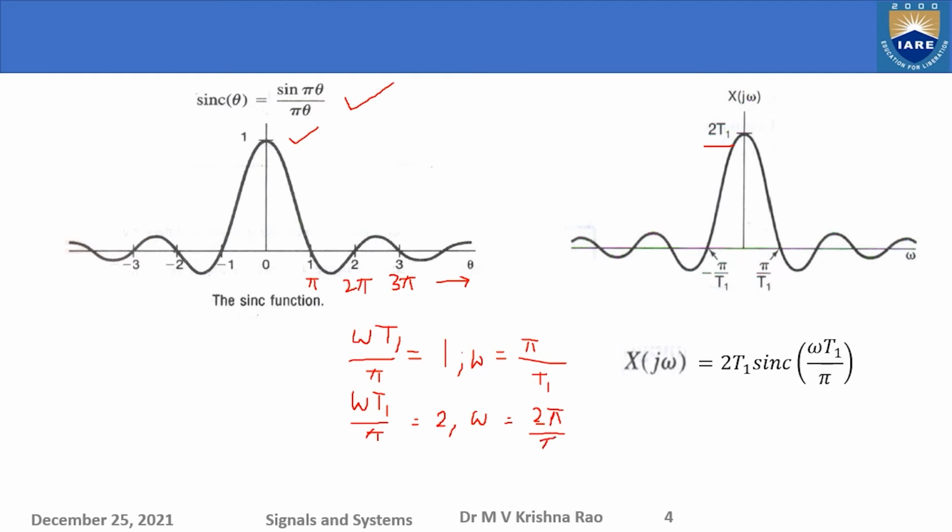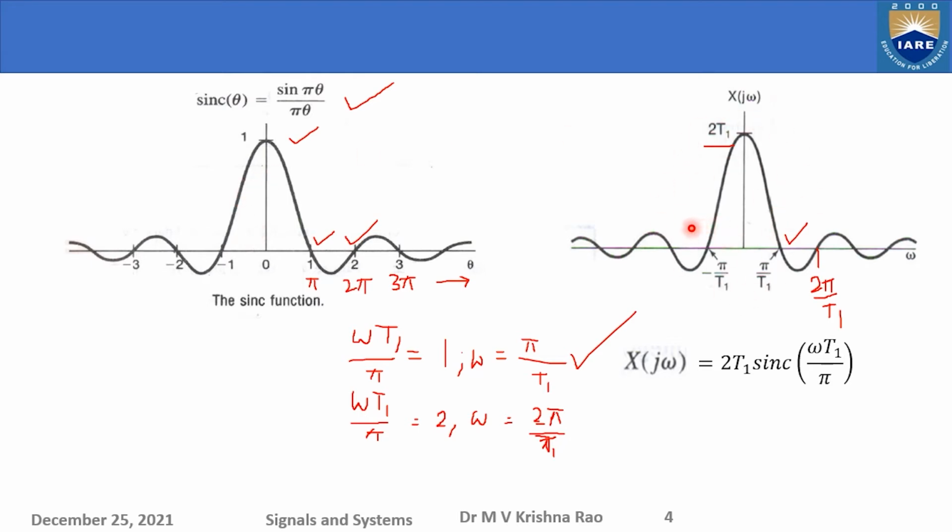So 2 pi by T1, this is basically T1. Okay. Now see here, this is the first null, this is the second null. The first null is occurring at pi by T1, and the second null is occurring at 2 pi by T1. That is in terms of omega, 2 pi by T1.